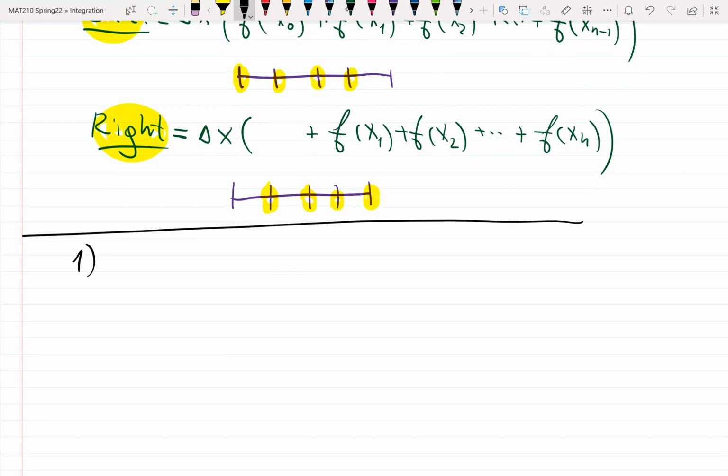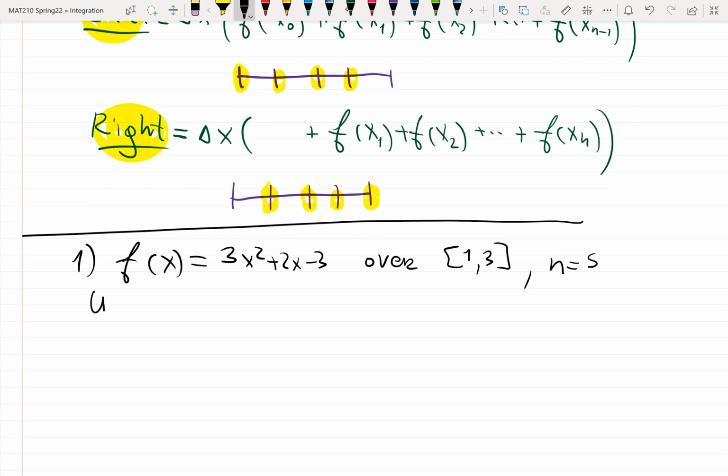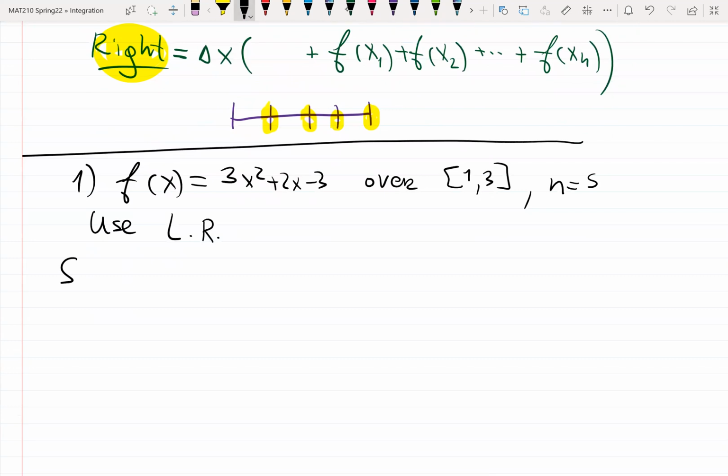Example 1. Either I give you the function, kind of like in exam 3, where I gave lots of notes in the solutions. The function is 3x squared plus 2x minus 3 over the interval from 1 to 3, with n equals 5. Use left Riemann sums. Okay, let's do that. Solution, step 1. That's what I even help you to start, remember? Find delta x. 3 minus 1 over 5 gives you 0.4. After this, you can start writing down the left Riemann sum, left 5, or LRS is good too.